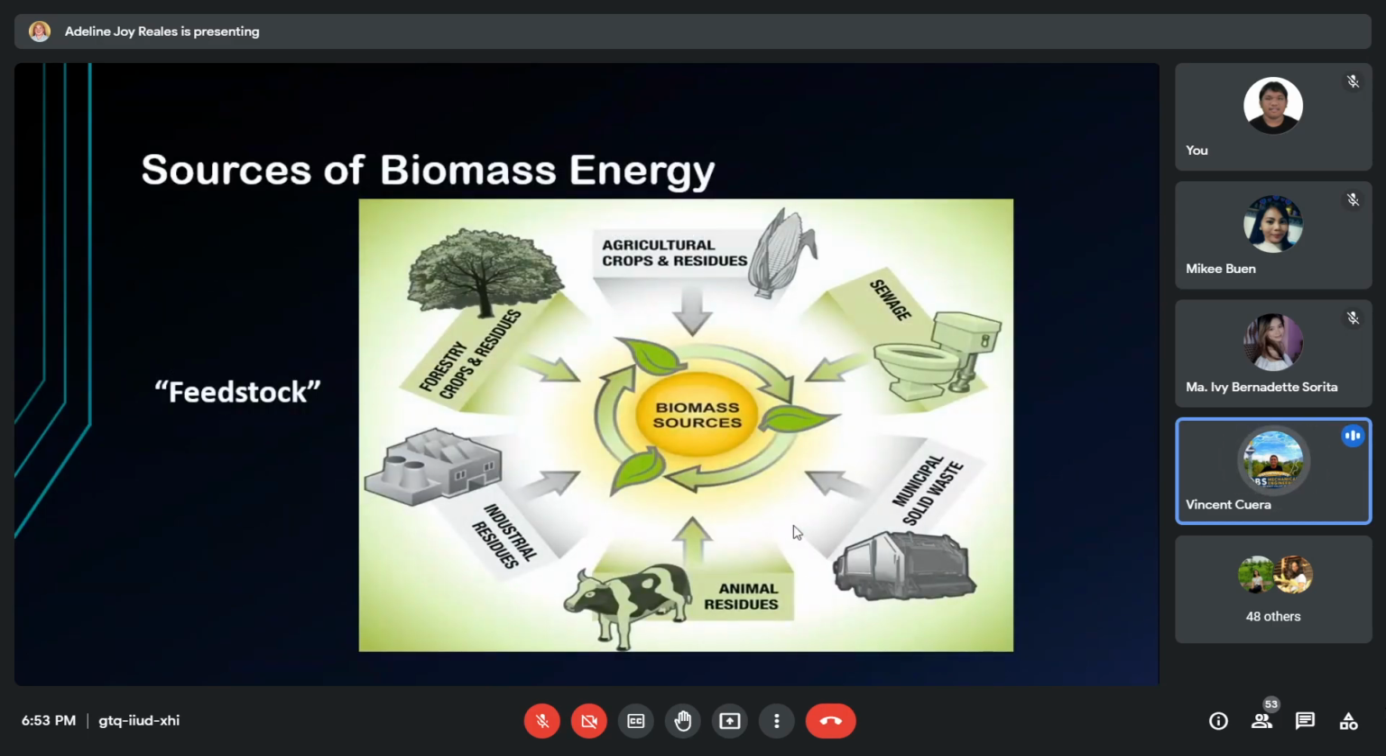So, these are the sources of biomass energy: agricultural crops and residues, sewage or human manure, municipal solid waste, animal residues, industrial residues, forestry crops and residues. These are also called po as feedstock.